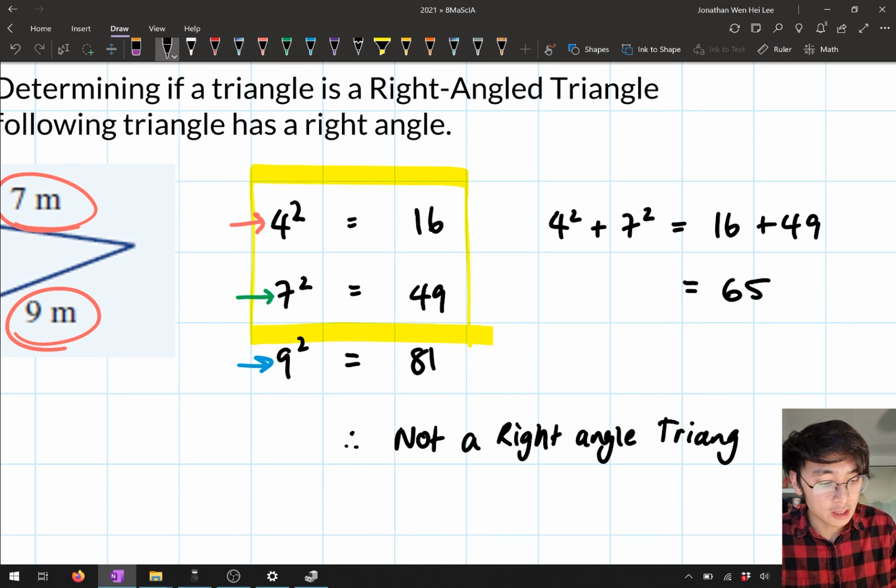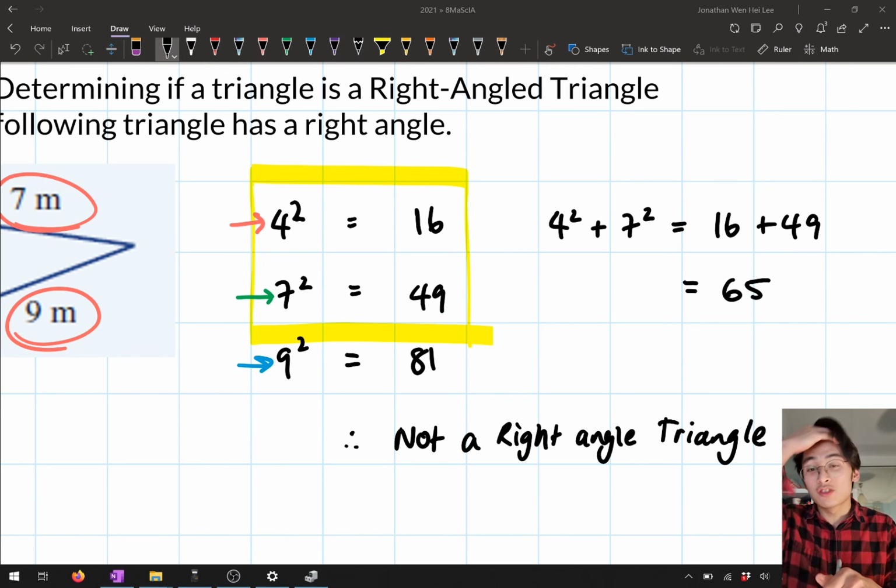In this particular case, because it does not satisfy Pythagoras' theorem, this means that there's no right angle inside my triangle. All right angled triangles, no matter what size or what shape it looks like, will always satisfy Pythagoras' theorem: a squared plus b squared is equal to c squared. And if it doesn't, that means it's not a right angled triangle.